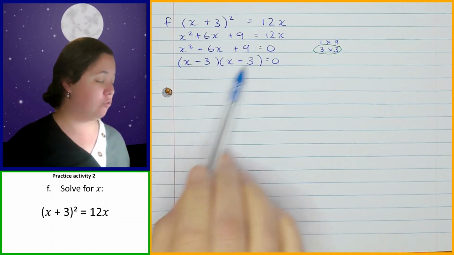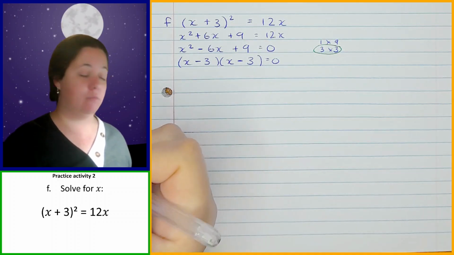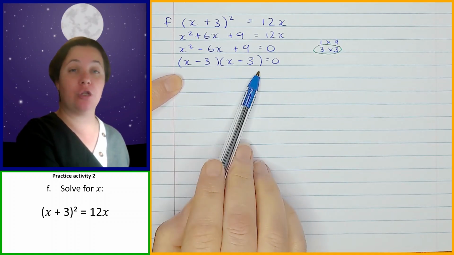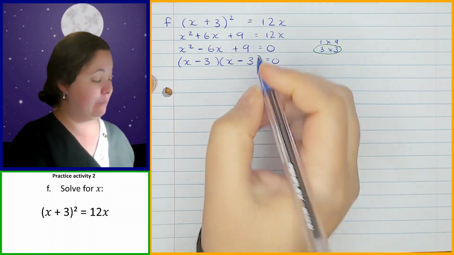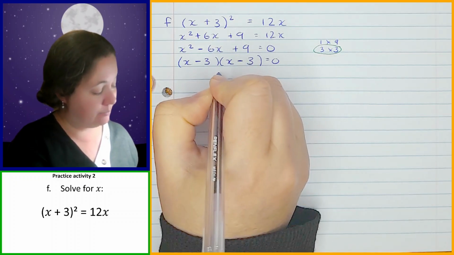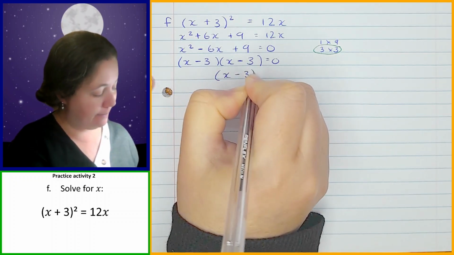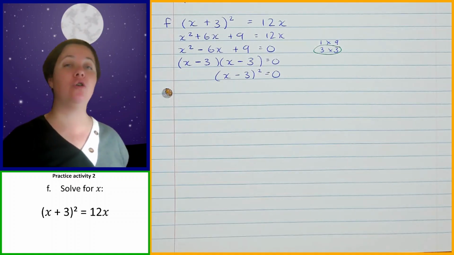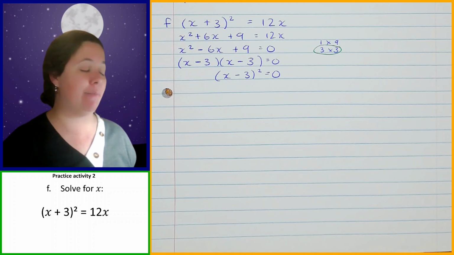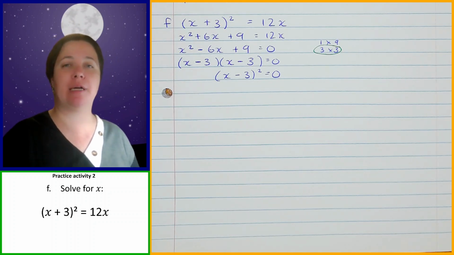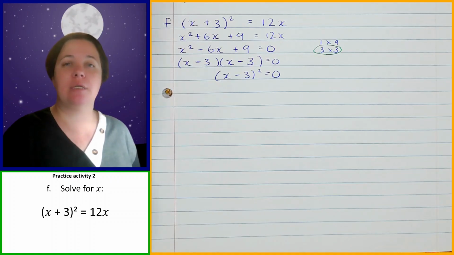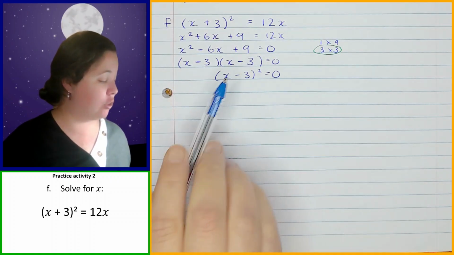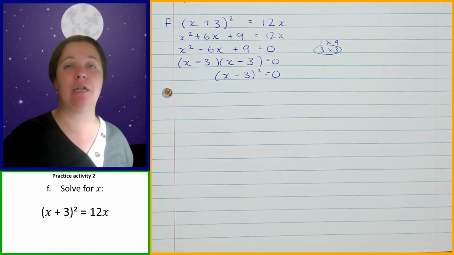Now I could, from here, go and solve my equation, but I'm actually going to say, because these two brackets are the same as each other, I'm going to combine it. I'm going to say it is x minus 3 squared equal to 0. Now the reason I'm doing that is because with those two brackets being the same, I don't need to make the two brackets equal to 0 separately because they're the same as each other and they're going to give me the same result as each other. So I only need to do it once. Okay, so when I write it like this, it makes it clear that I only need to do it once.